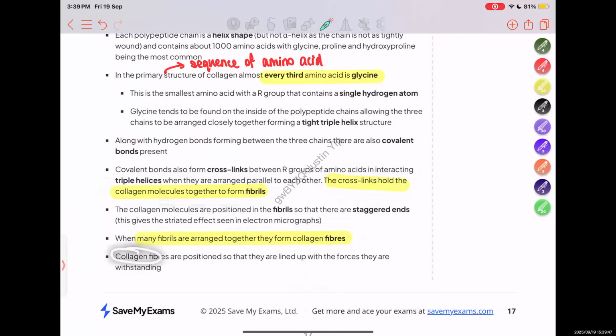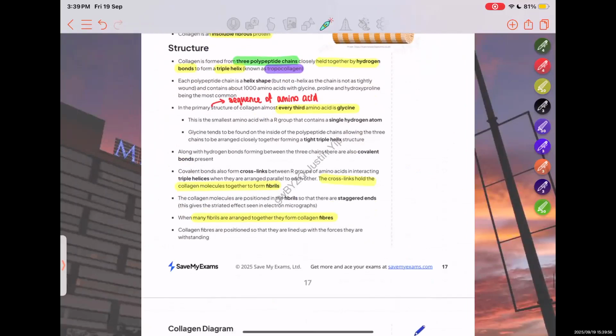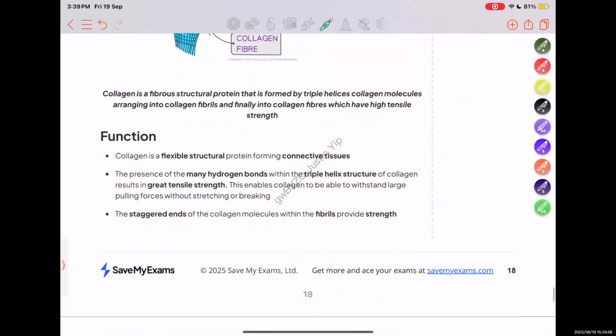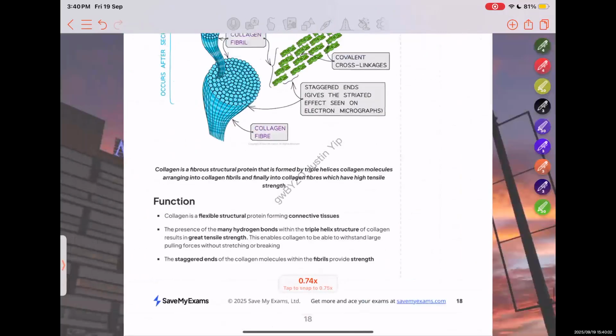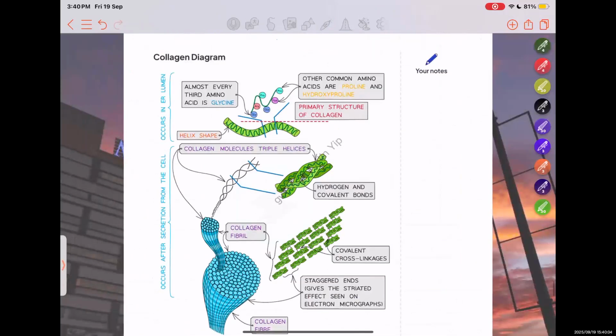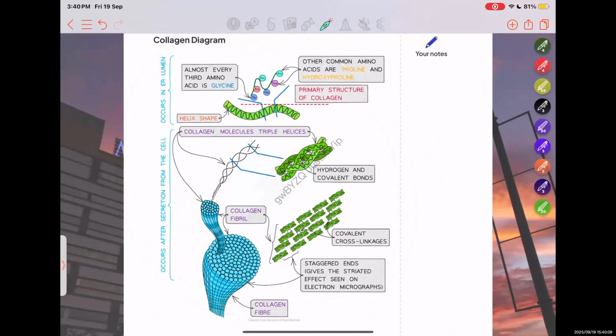Collagen fibers are positioned so that they are lined up with the forces they are withstanding, just read through. Collagen has high tensile strength, so we directly see this one. This diagram you can look through yourself. It is the part that summarizes all the bonds.